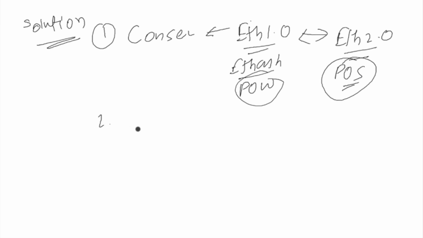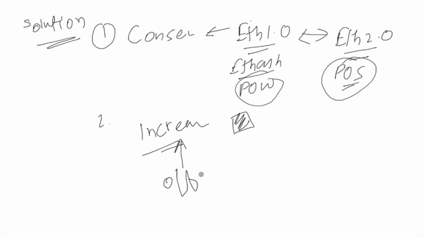Then the second one is increasing the throughput. So you can increase the block size, or some other way you have to increase the throughput. To increase this throughput you can also save data off chain. There is a scenario where you can save all the data off chain and then put the root of that particular data on the chain. So there are different concepts which you can play around with.